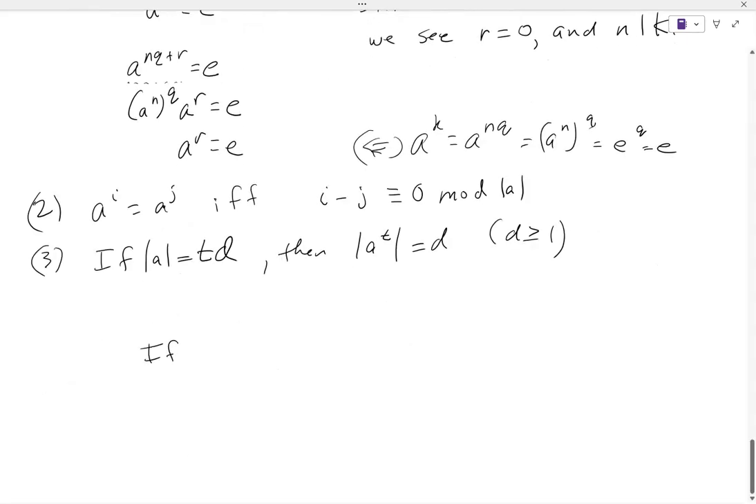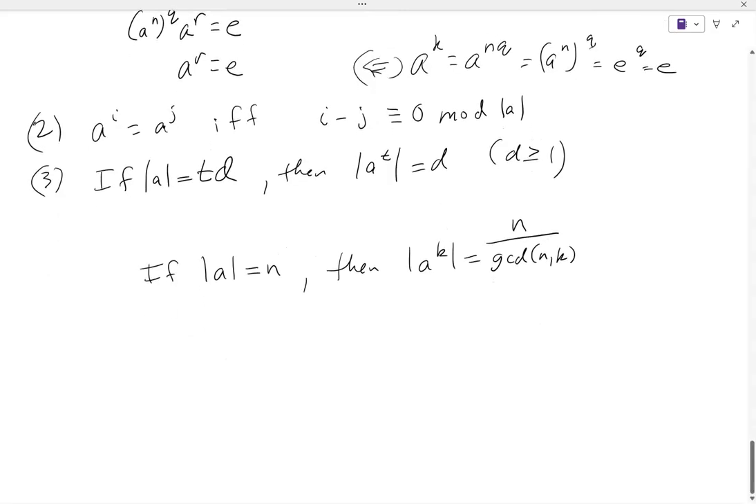It says if the order of A is n, then the order of A to the K is n divided by the GCD of n and k. That's actually a little bit stronger, isn't it? What we just wrote. Think about why that's true. Rather than going through a big long proof of it, let's just think about why that has to be true.